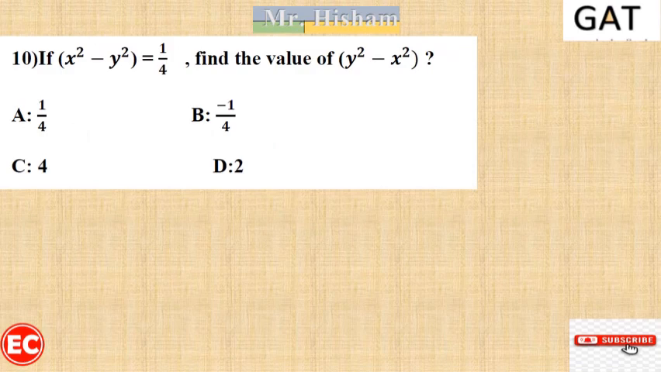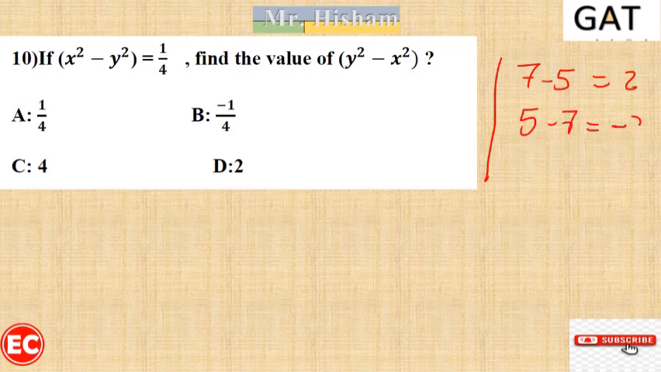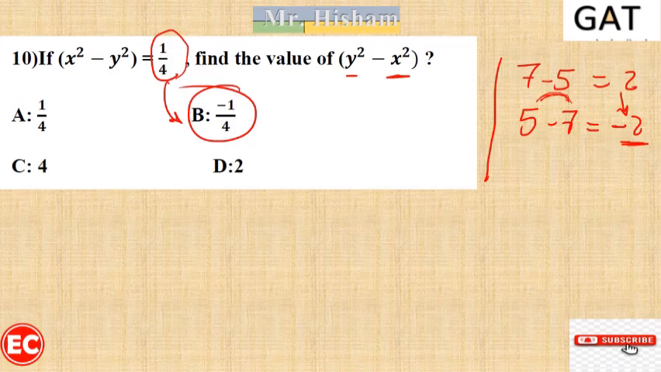Question number 10. x squared minus y squared is equal to a quarter. Find the value of y squared minus x squared. We all know that 7 minus 5 is equal to 2. But what about 5 minus 7? It is equal to negative 2. So when I flip the subtraction operation, I change the sign of the answer. So if I want to find y squared minus x squared, I will change the sign of the answer. So the right answer is negative 1 over 4, which is equal to negative quarter.